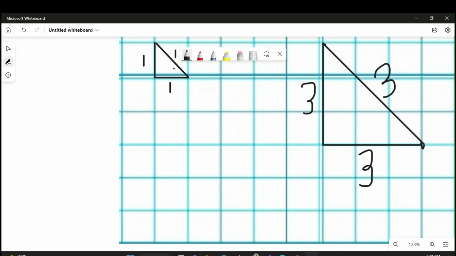Okay. So since the scale factor is 4, we need to multiply each side length by 4. 1 times 4, as you know, is 4. So let's make a 4 by 4 triangle. One side length is equal to 4.